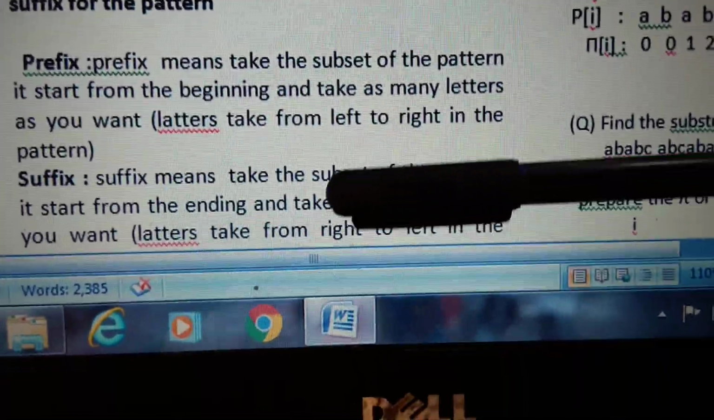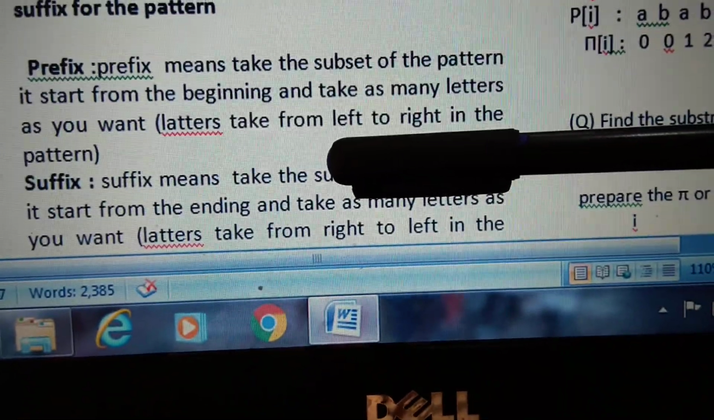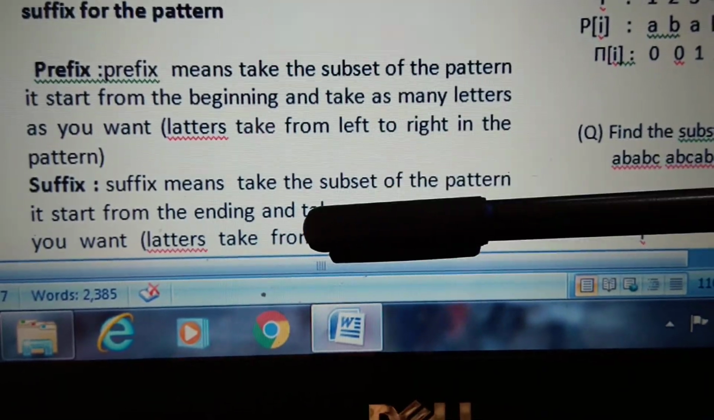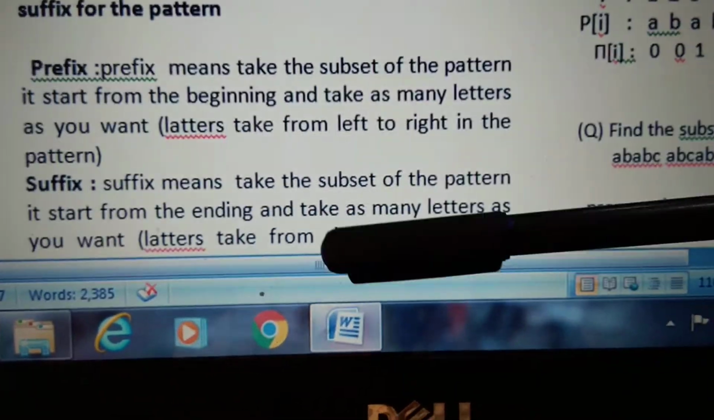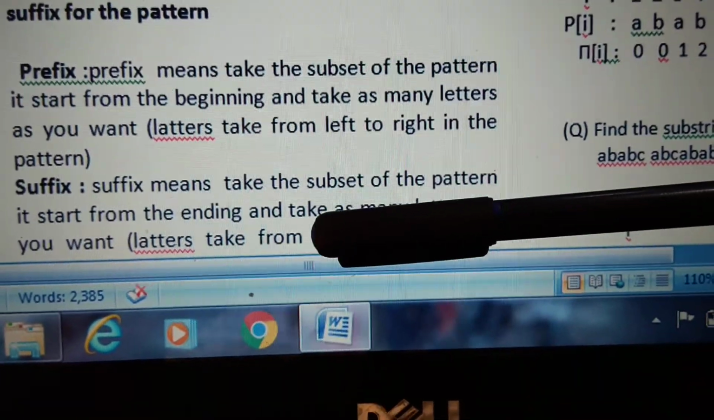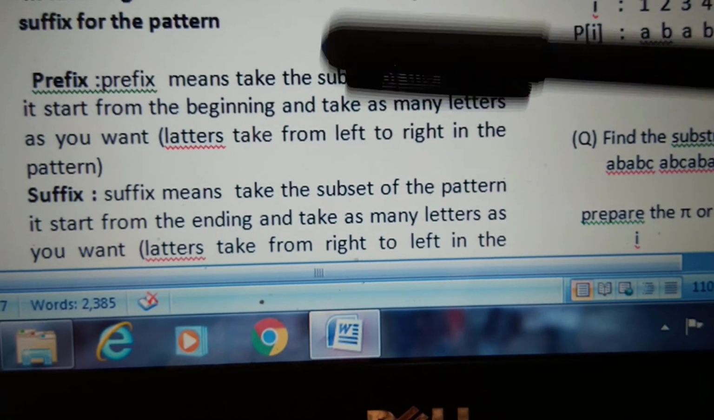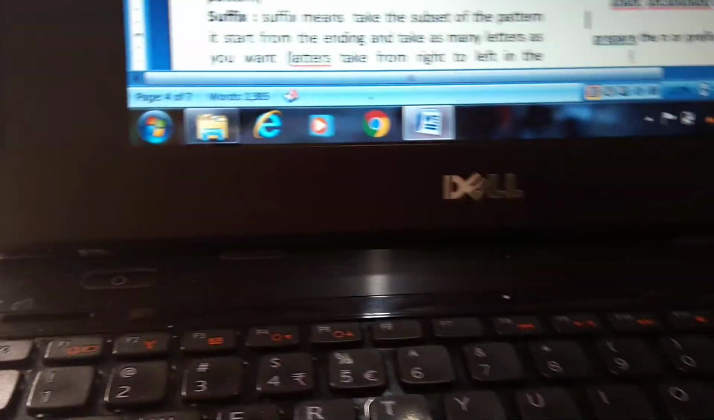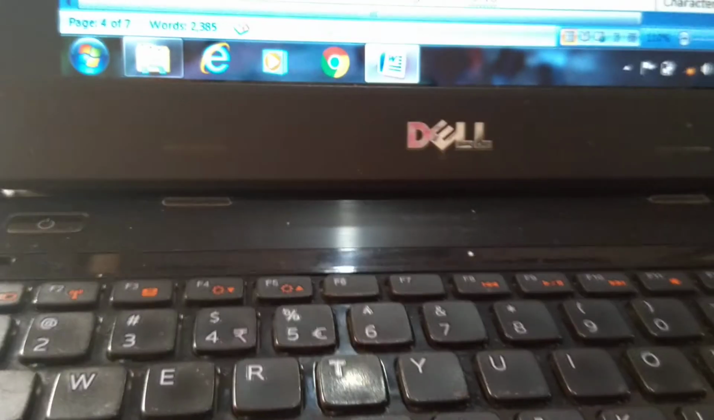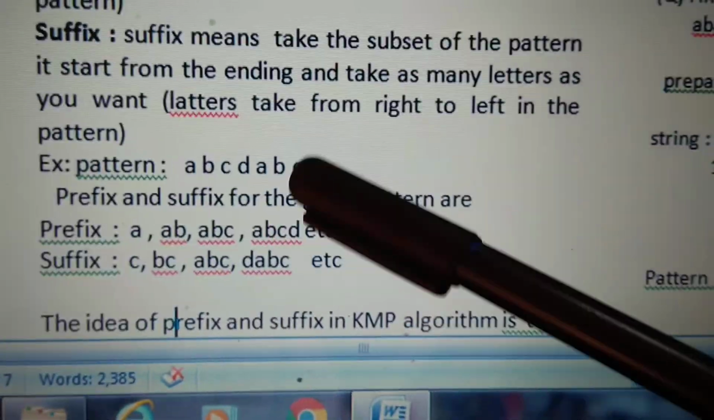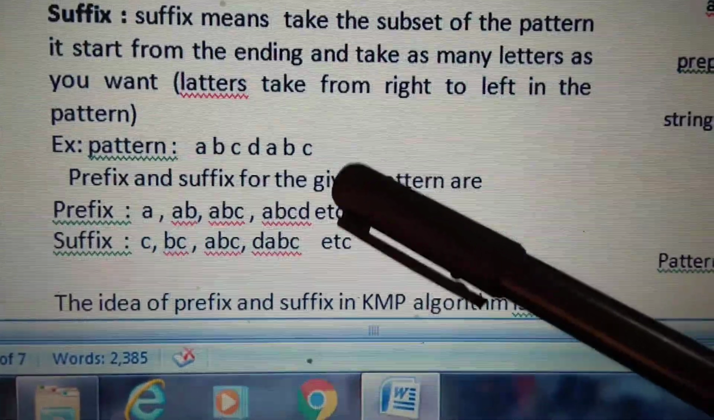So once again I repeat, prefix means in the given pattern, start from left to right and take as many letters as you want. Suffix means for the given pattern, start from the ending and take as many letters as you want. For example, through an example I will explain what is prefix and suffix. Here the given pattern is ABCDABC.